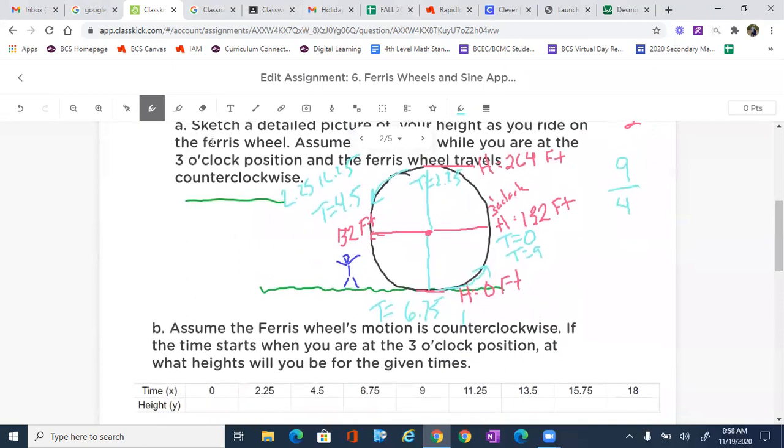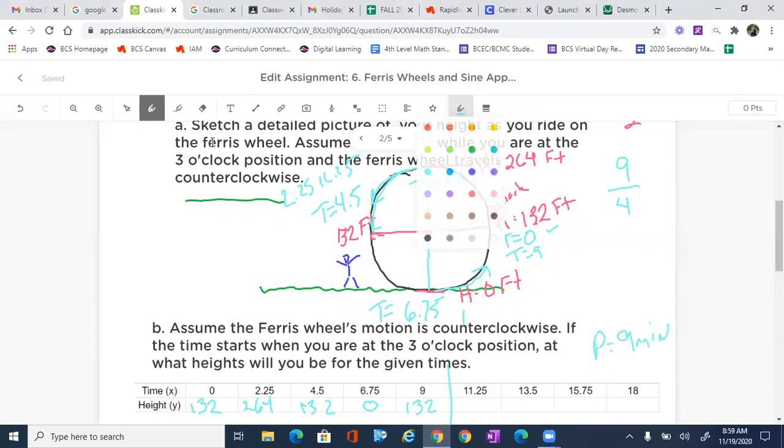It says, assume this Ferris wheel's motion is counterclockwise. If the time starts when you're at the 3 o'clock position, at what heights will you be for the given time? So at time equals 0, we're at 132. At time 2.25, we're at 264. Then at time 4.5, we're at 132. At 6.75, we're back down at a height of 0. And at time 9, we're back at 132. That is our first rotation of the circle. That gives us our period. Our period would be 9 minutes.